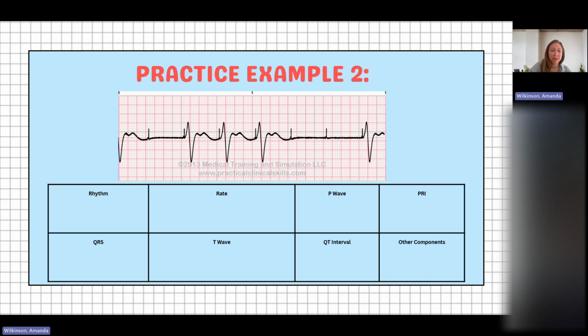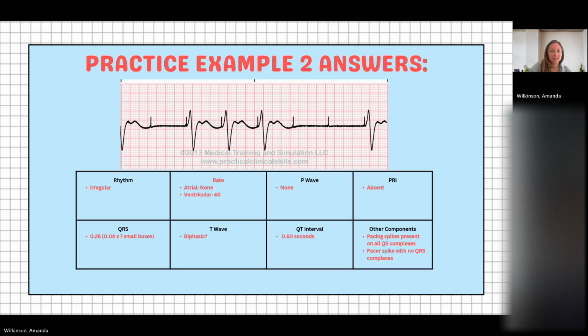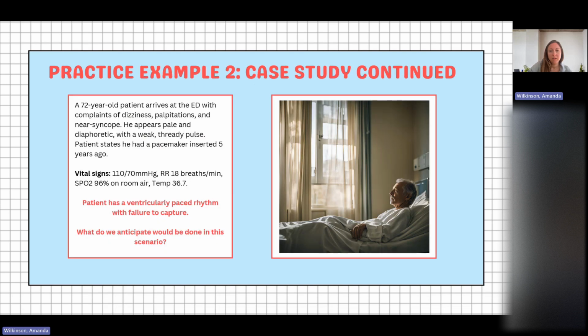And if you can't interpret this right away, are you concerned? Yes, you are concerned. Exactly. Great. So this is failure to capture. The pacemaker is firing, so you can see the pacer spikes, but the heart isn't responding. So this is a true emergency. The heart is not reliably contracting, and the patient is already showing signs of poor perfusion.